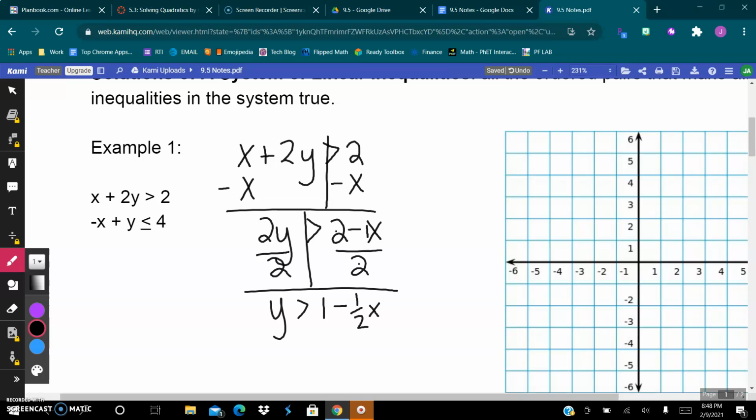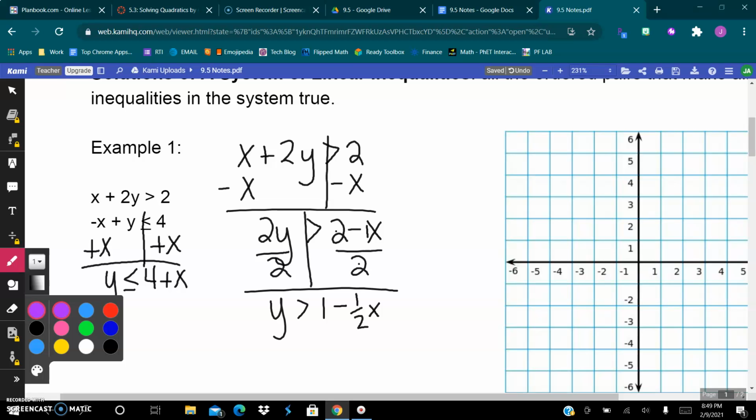Then we're going to do the same thing with the bottom equation. We're going to add x to both sides, so we have y is less than or equal to 4 plus x. Now we can graph those.